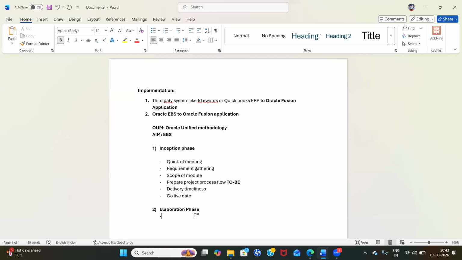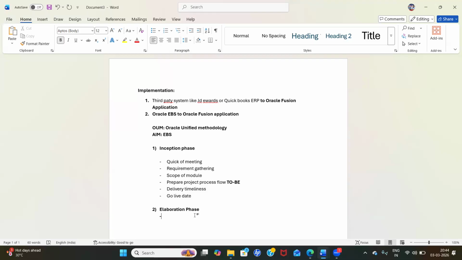In the elaboration phase, you are going to do two things. You can still do requirement gathering in the elaboration, but at the same time you have to provide the solution. That is the main purpose here, elaboration. Whatever you have understood from the client side, you have to map with the Oracle application and provide the solution.